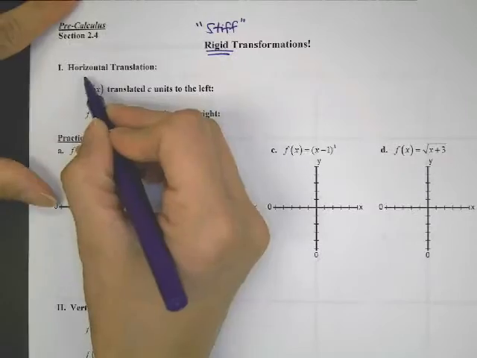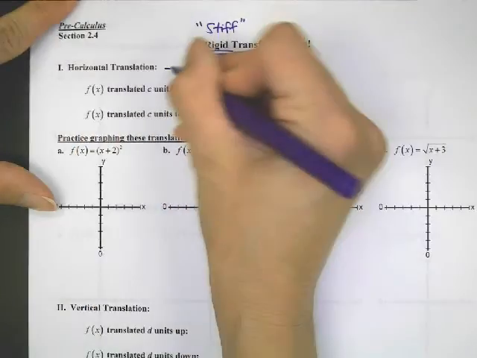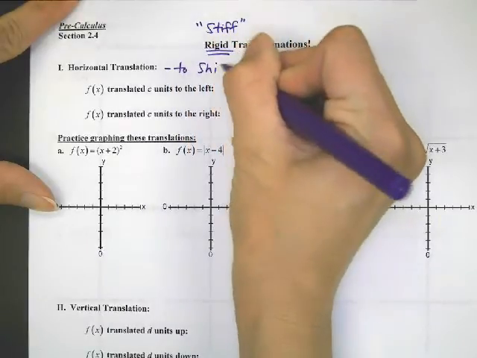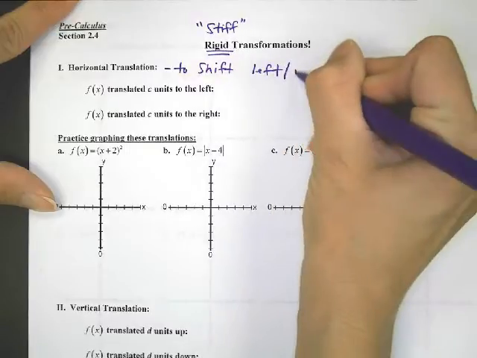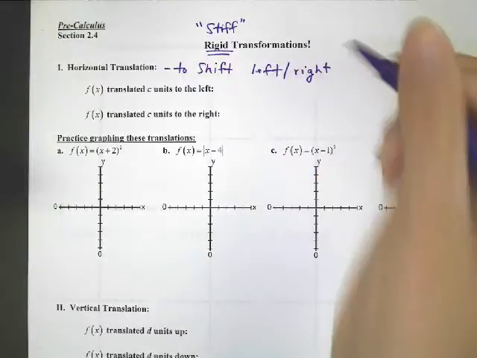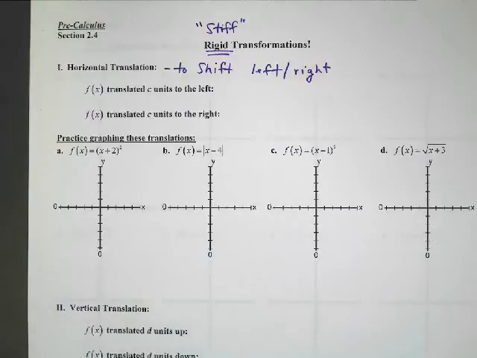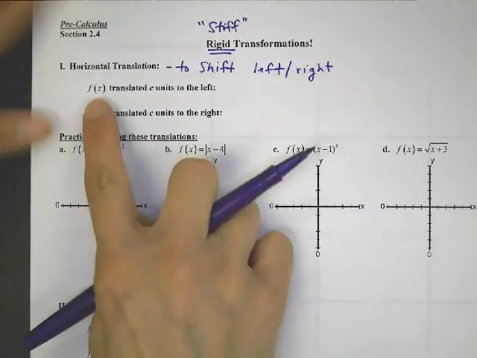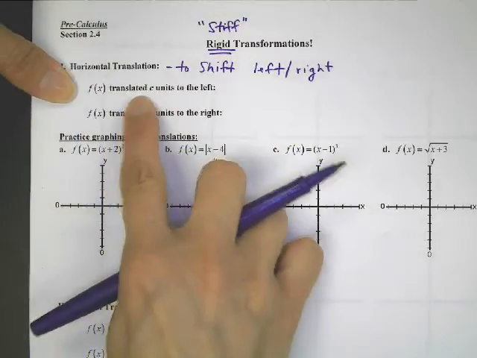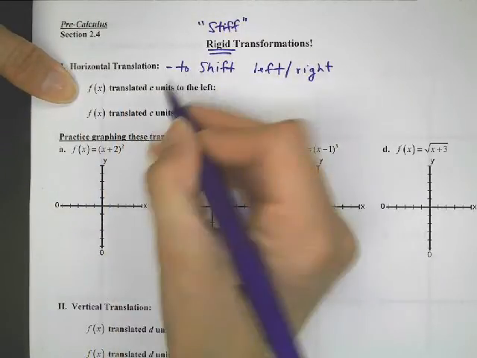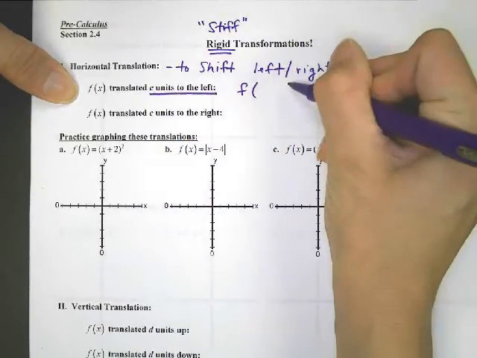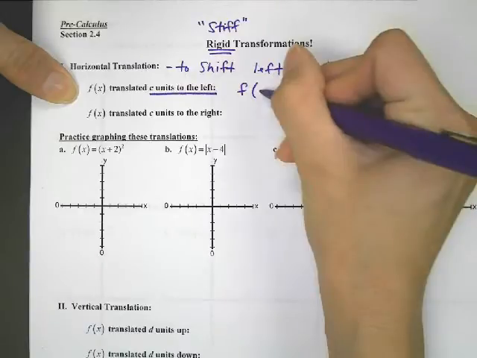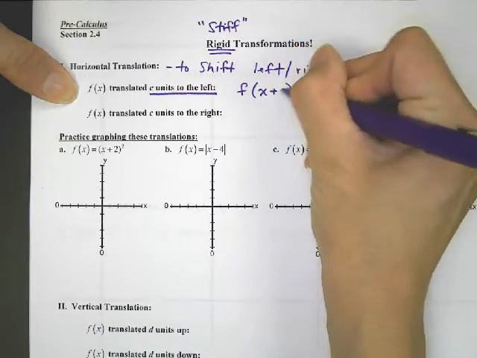So the first thing we're going to study here is horizontal translation. And that means to shift left or right. Translation actually means to slide. If you translate in language, you slide from English into another language. And so f of x can be translated c units to the left. So when you're going to the left, it's going to be f of, and inside parentheses is x plus c.